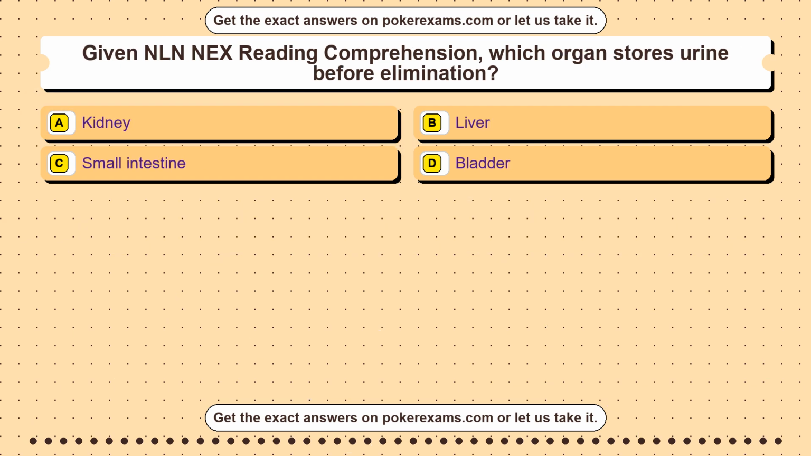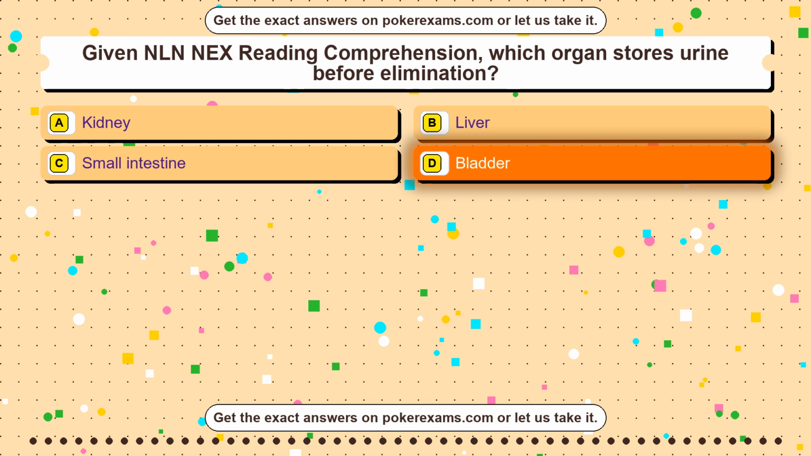Question 18. Given GED probability practice, which GED subject focuses most on interpreting experiments and data? Option A, Social Studies. Option B, RLA. Option C, Geometry. Option D, Science. The correct answer is option D.